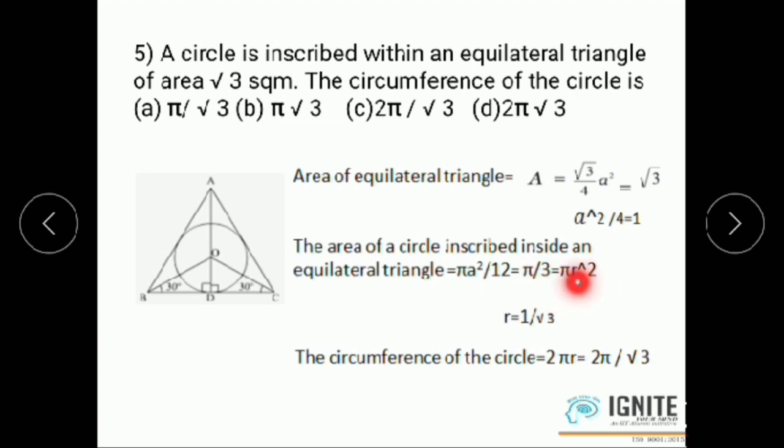In terms of radius, we can write the area of the circle as pi r square. Therefore, we can find r equals 1 by √3. Therefore, the circumference of the circle is 2 pi r. Therefore, the final answer is 2 pi by √3. Clear?